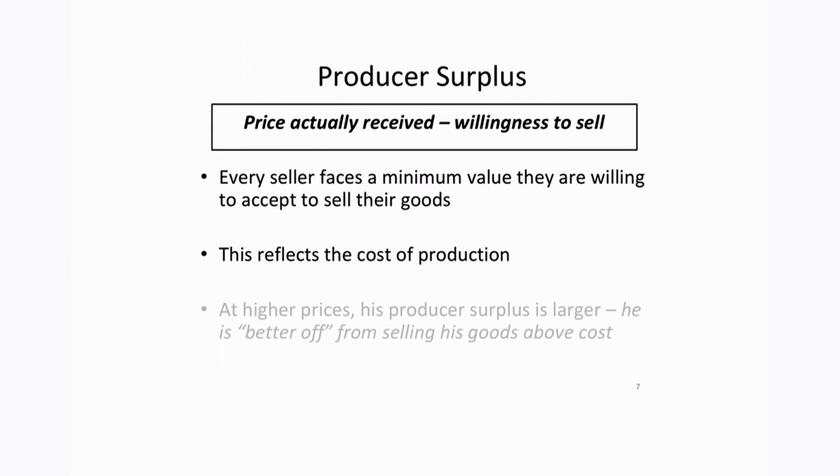Now, what about producer surplus? Well, for each of our producers and every firm, at a minimum, they are hoping to cover their costs. So producer surplus is going to be the area below the price and above the supply. This is going to represent the difference between the price that the firm actually receives and the price that they are willing to accept to cover their costs. The larger the area of producer surplus, the better off the firm is going to be.